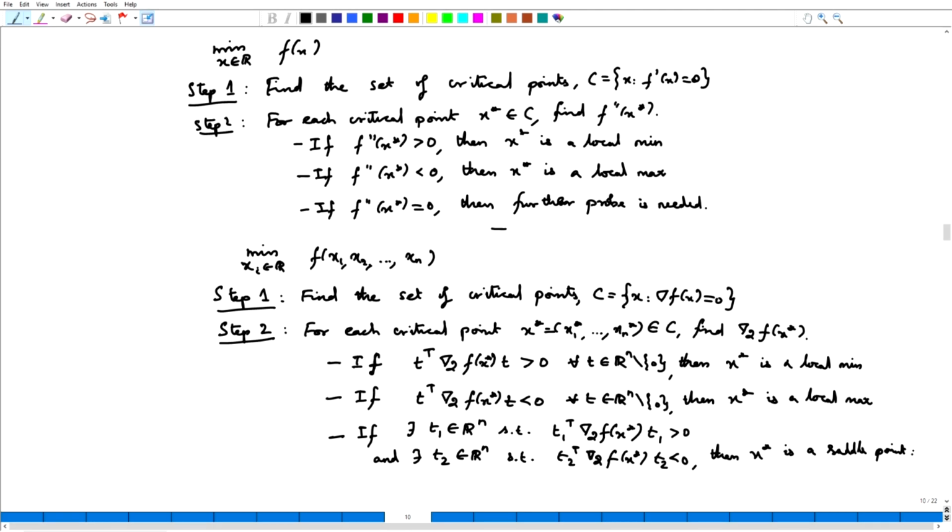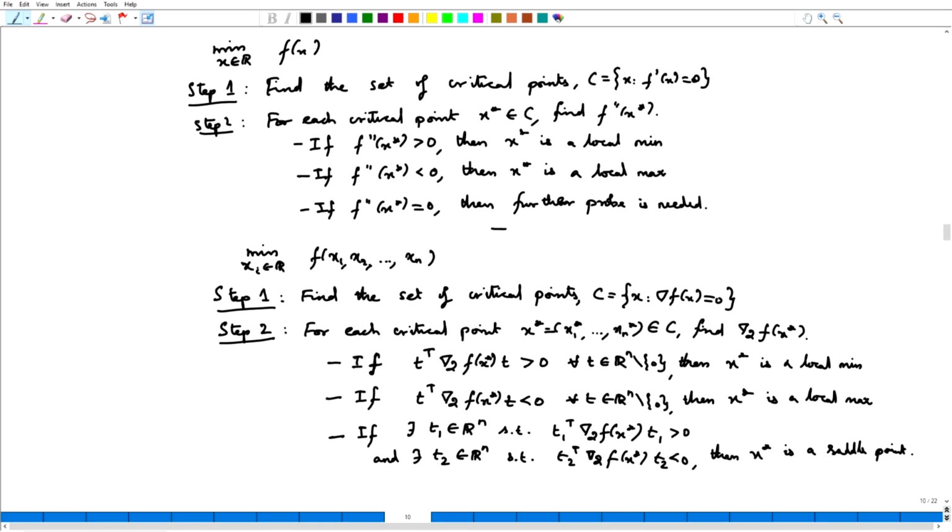So, these are clear characterizations. When every T gives you T transpose Hessian T positive, then x star is a local min. If every n dimensional vector T gives you T transpose Hessian T less than 0, then x star is a local max. If one particular T gives you a positive value and another particular T gives you a negative value, then x star is a saddle point.